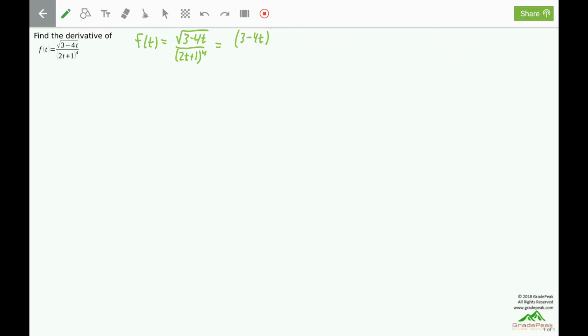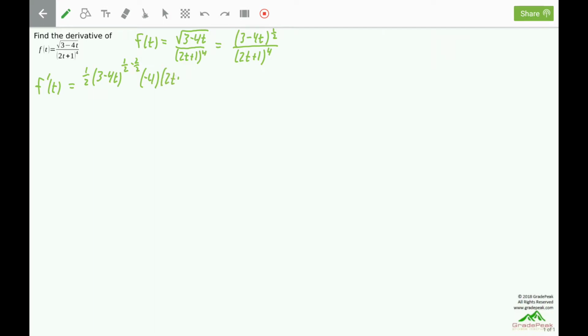a fractional exponent, first power, second root, 1/2 power. We'll leave the denominator the way it is. So our derivative, f prime of t, will be a quotient rule. The derivative of the numerator, power rule, bring down the 1/2. Leave the inside alone, 3 minus 4t. Subtract 1 from the power, 1/2 minus, I will call it 2/2, and then multiply by the derivative of the inside to complete the chain rule. That would be a -4.